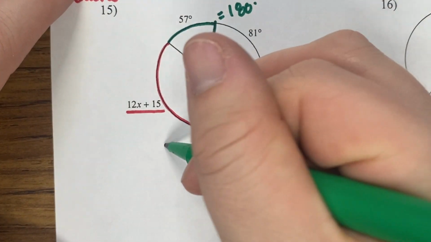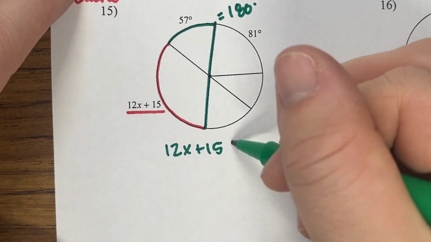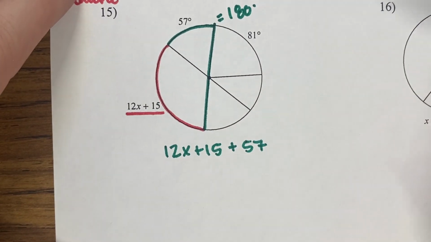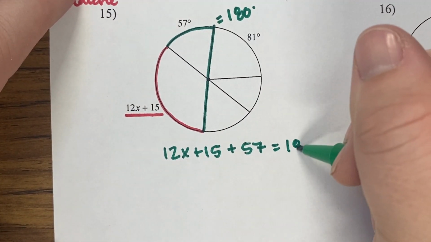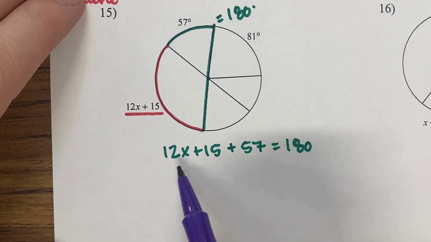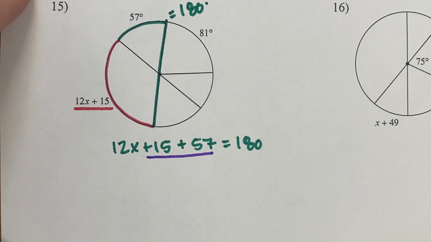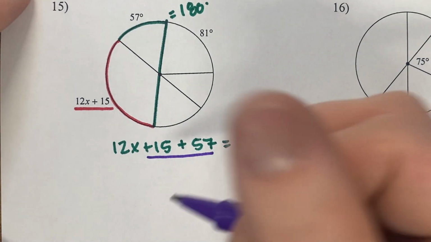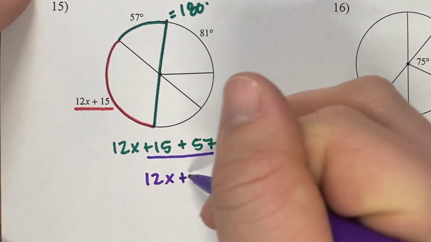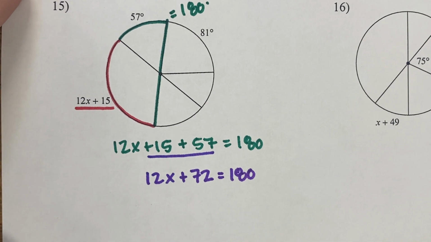So I have 12x plus 15 plus 57, and it all equals 180. Well, now I can solve for x. I have x's on all one side. I just need to combine some like terms. 15 plus 57 I can combine, and that's going to give me 72. So I have 12x plus 72, still all equals 180 because we haven't moved anything.